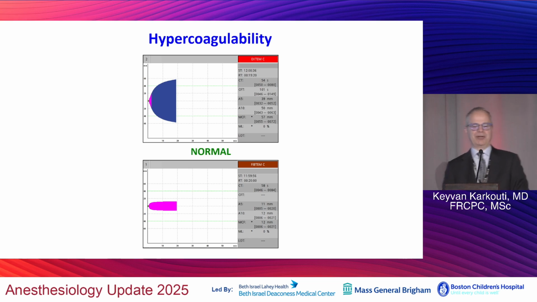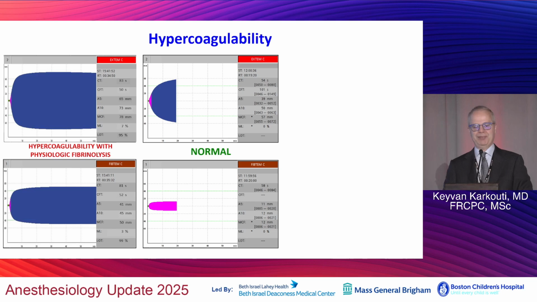And then you've got hypercoagulability, which is easy to recognize. There's 2 types. So this is normal EXTEM and FIBTEM. On the left, you have hypercoagulability with fibrinolysis. That's physiological. And maximum lysis there you'll see is at 7% in EXTEM. So the clot is still breaking down over time, as you would expect, but it's very hypercoagulable. The patient is very hypercoagulable.